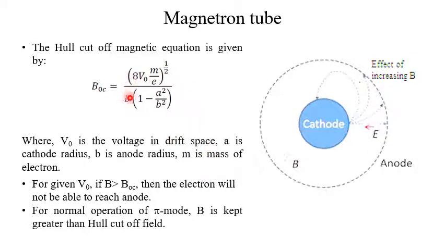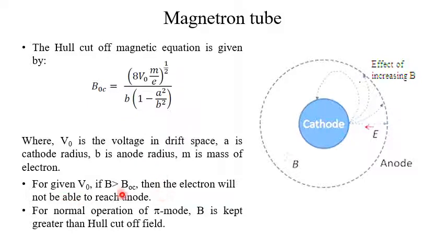So if we change any one of them, like V0, B, or A, then the Hall cutoff condition will be different. But for a particular type of magnetron, A and B are fixed. So if we fix the value of V0, then for a particular value of V0, BOC is constant. That means for a particular magnetron, BOC becomes constant.